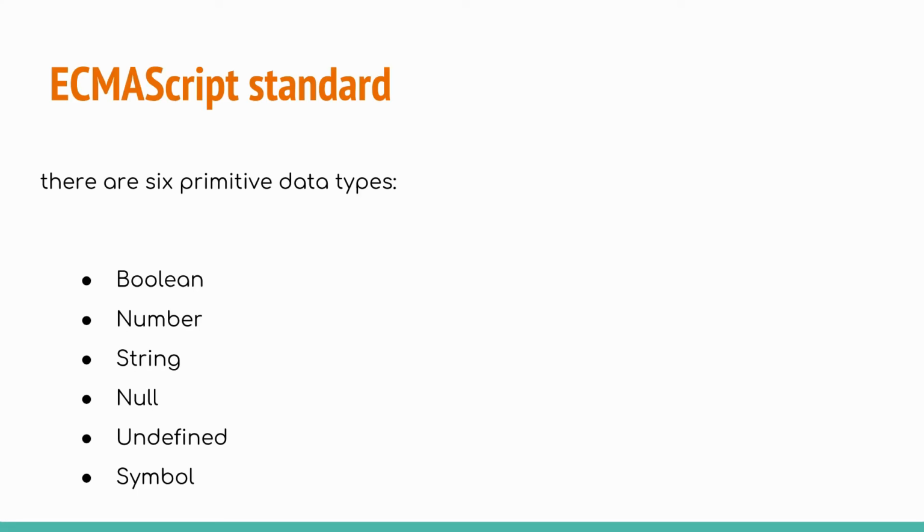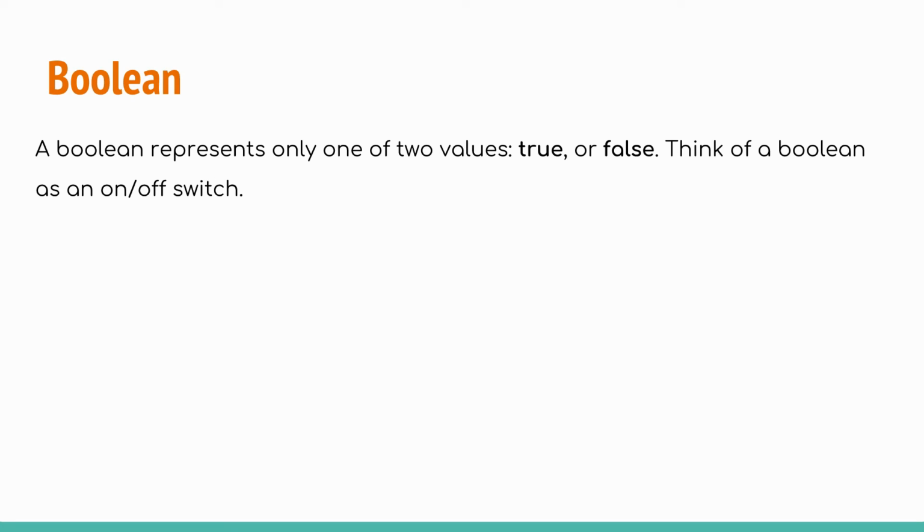Now let's move on. The ECMAScript standard defined that there are 6 primitive data types in JavaScript, and those are namely Boolean, number, string, null, undefined, and symbol. There is another non-primitive data type, the object. Now we are going to see each of these types in detail. A Boolean represents 2 values, true and false. Boolean variables are used in scenarios when we need to examine whether something is true or false.